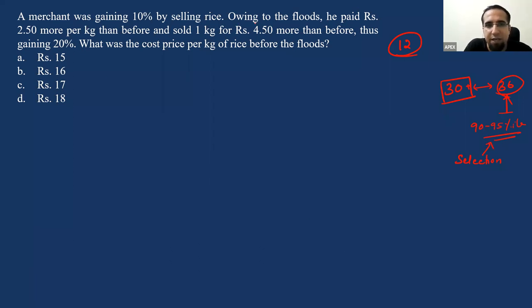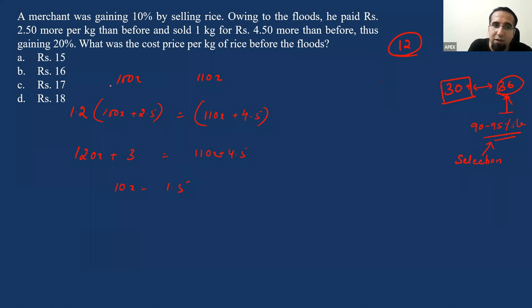A merchant was getting 10% by selling rice, right? So let's say if 100x was the cost price, he was selling at 110x. Owing to the floods, he paid 2.5 per kg more. That is 100x plus 2.5 per kg. And he sold 1 kg for 104.5 rupees more than before, thus gaining 20%. So cost price into the multiplying factor is equal to selling price. This gives me 120x. And what is 12 into 25? That is 300. 25 into 12 is 300, followed by two zeros, is equal to 110 plus 4.5. Or we get 10x is equal to 1.5.